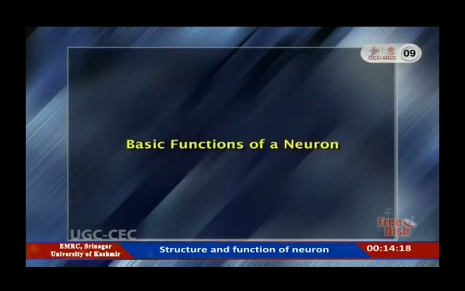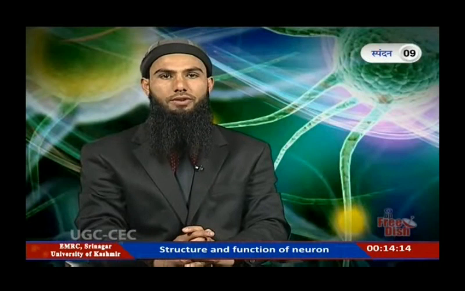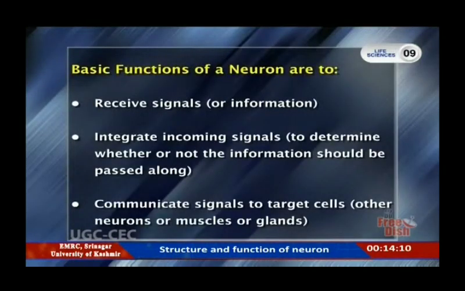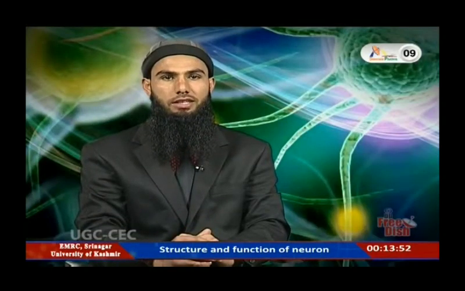Now let us discuss the basic functions of a neuron. Neurons have three basic functions. These are to receive signals or information, integrate incoming signals, that is to determine whether or not the information should be passed along, and communicate signals to target cells, that is other neurons or muscles or glands. These neuronal functions are reflected in the anatomy of the neuron.